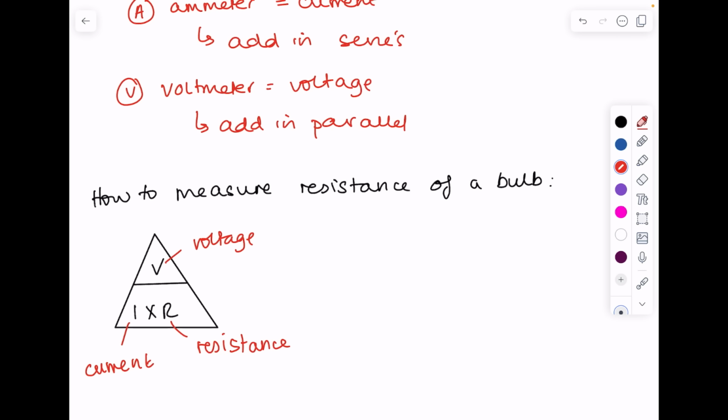Well, we can see that if we know voltage and we know current, we can divide the voltage by the current in order to find the resistance. And I'm hoping you can see, therefore, that it is a straightforward thing to add a voltmeter to measure the voltage, an ammeter to measure the current. Once we find those two values, we can sub it into this equation in order to calculate the resistance of whatever component you're being asked about.